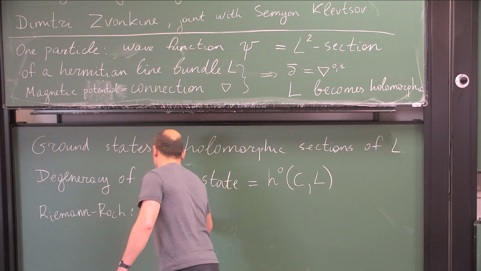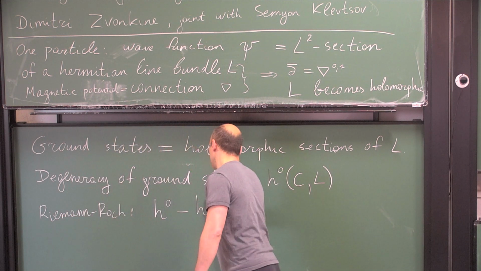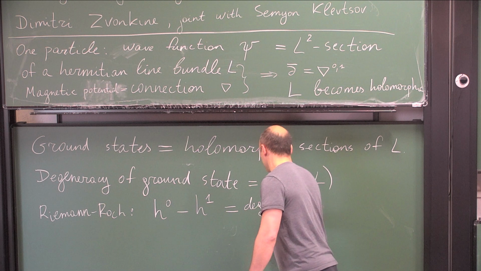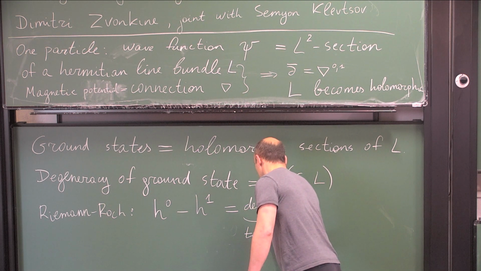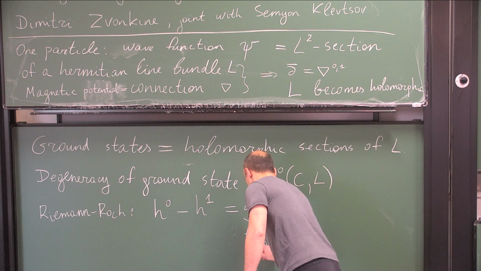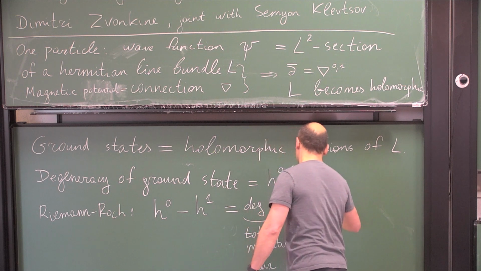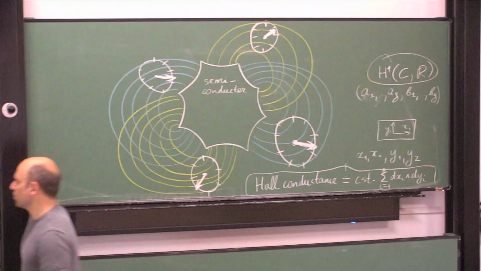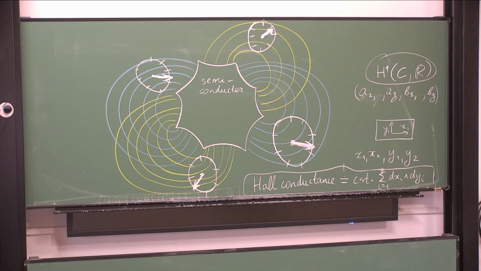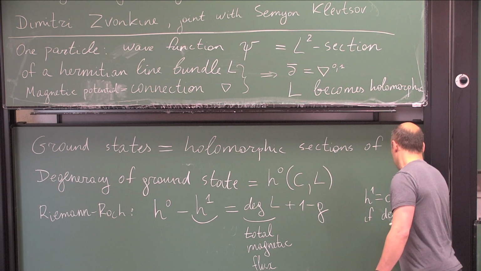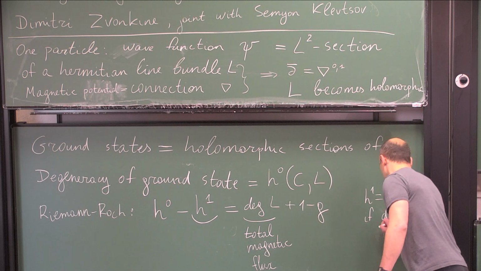That tells you that this H0 minus H1, on which I will comment in a moment, is equal to the degree of L, which is the total magnetic flux, plus 1 minus G. So we almost have an answer. There is this annoying term, but actually H1 is equal to 0 if the degree of L is greater than or equal to 2G minus 1.